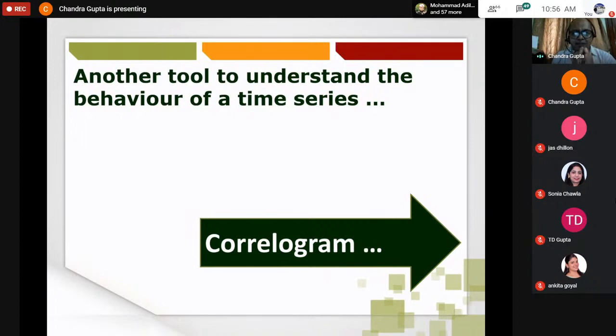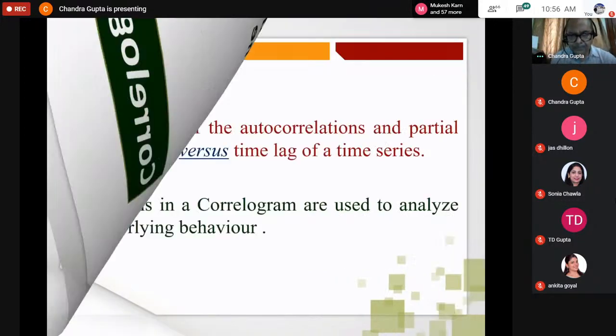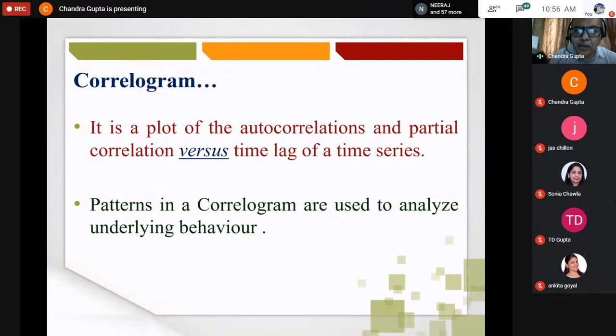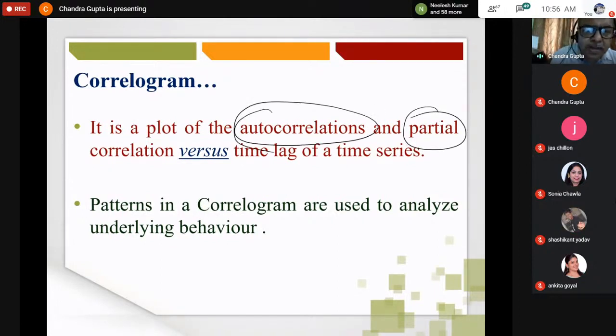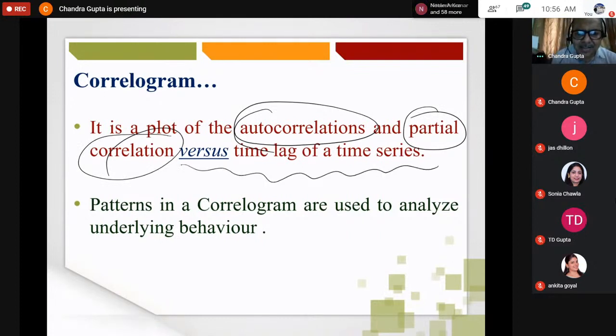Another tool to understand the behavior of a time series is the correlogram. But any question before that? It's a plot of the autocorrelations and partial correlations versus the time lag of a time series. A correlogram gives you the underlying pattern about the relationship between a time series and its lag. What I mean, let me explain that.